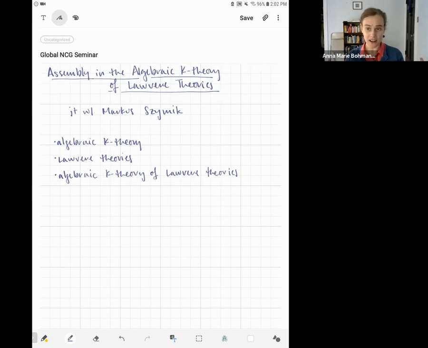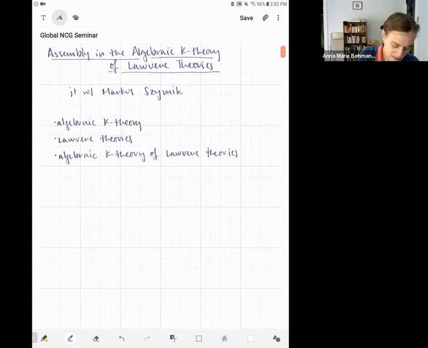So I want to start. I know that this is a broad audience, and so I want to start by saying some things about algebraic K-theory, how I think about it. And then I'll introduce Lawvere theories and talk about the algebraic K-theory of Lawvere theories, and then the results about assembly maps in this context. So that's a brief outline of where I'm planning to go here.